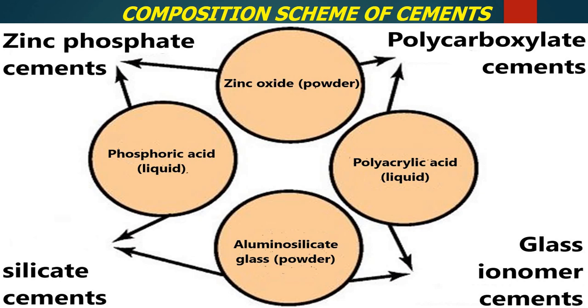And in this slide we see composition schemes of cements. Zinc oxide and phosphoric acid are zinc phosphate cements. Zinc oxide powder and polyacrylic acid liquid are polycarboxylate cements. Polyacrylic acid and aluminosilicate glass powder are glass ionomer cements. And aluminosilicate glass and phosphoric acid liquid are silicate cements.